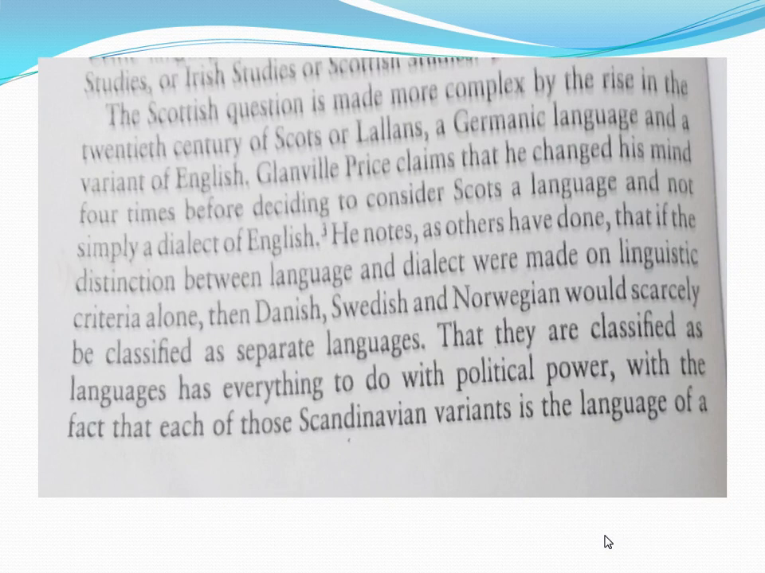So this Scottish question was made complex by the rise in the 20th century of the Scots of the Lowlands, a Germanic language and a variant of English. So Ireland, Scotland, England and Wales have their different languages.